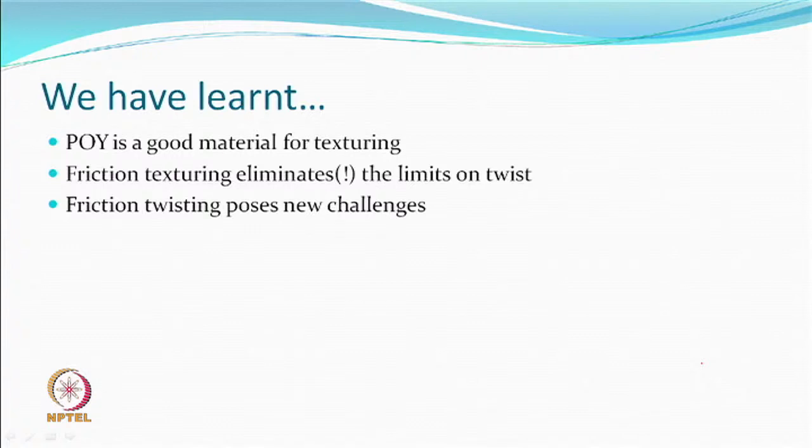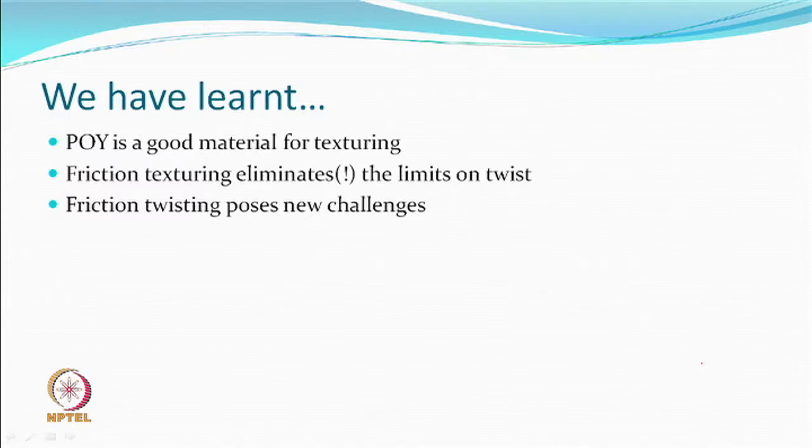So till now, what have we done? We understood that POY is a good material for texturing, with low crystallinity, particularly polyester. Others, nylon and polypropylene, are also good materials as far as POY is concerned, because their crystal structure is a less stable structure compared to a fully drawn yarn. Friction texturing has given hope that the limits of twisting are no longer there. But yes, there are new challenges which must be looked after.